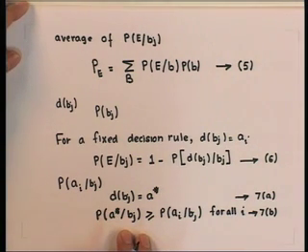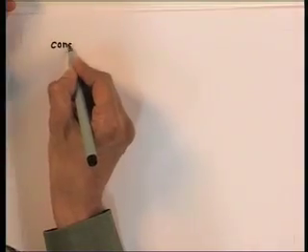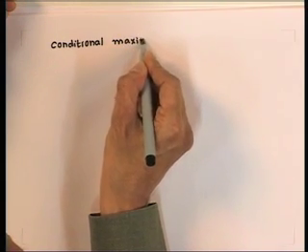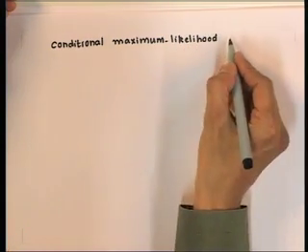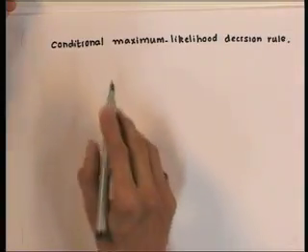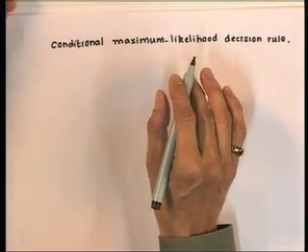In other words, the channel error probability is minimized if we use that decision rule which chooses for each output symbol the input symbol with the highest probability. Now, this decision rule is sometimes called a conditional maximum likelihood decision rule. The conditional maximum likelihood decision rule depends upon the a priori probabilities P of Ai.